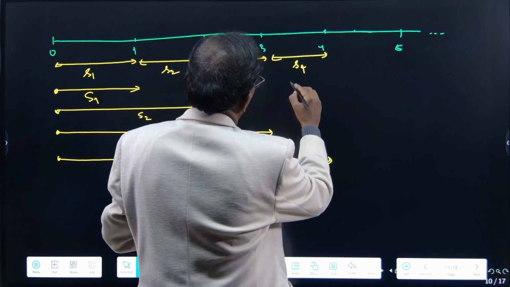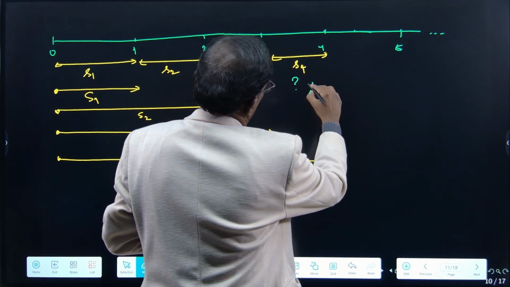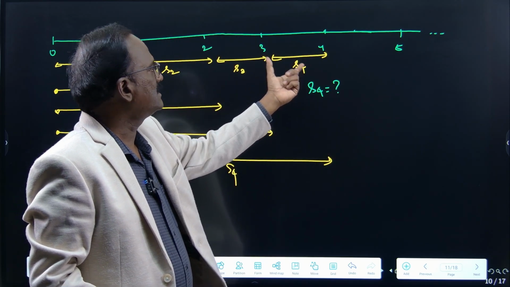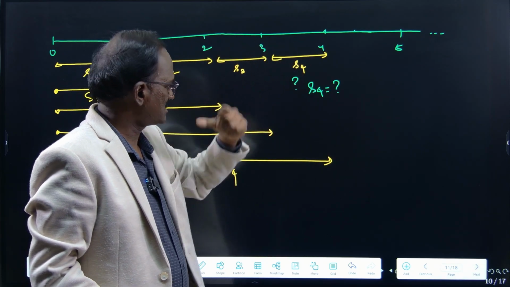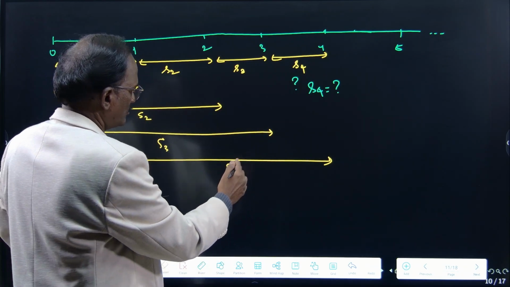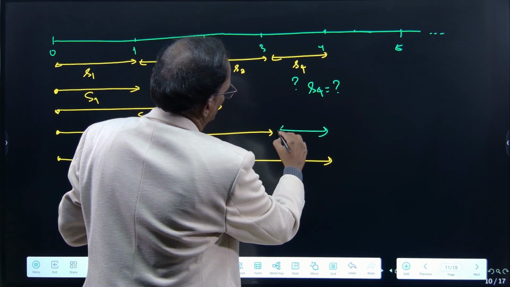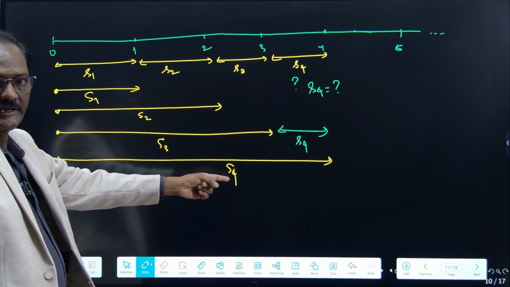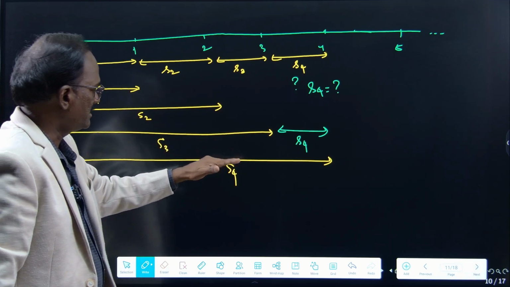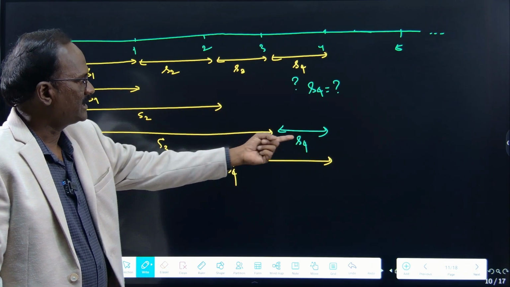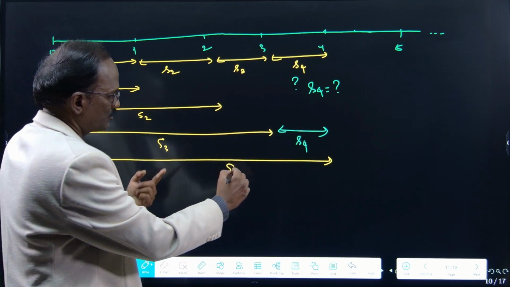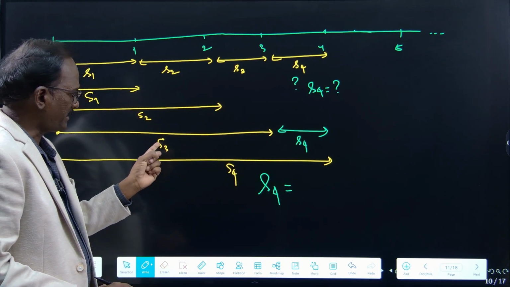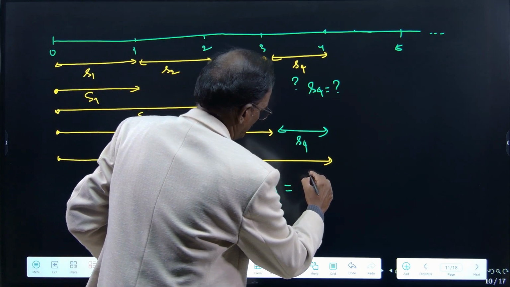So I want to know this distance, S4. What is the distance traveled in the fourth second? Simply this distance I want to know, right? To find this distance s4, I can take these two lines, capital S4 and capital S3. If I subtract S3 from S4, I will get this green line, isn't it? So s4 is found by subtracting S3 from S4.